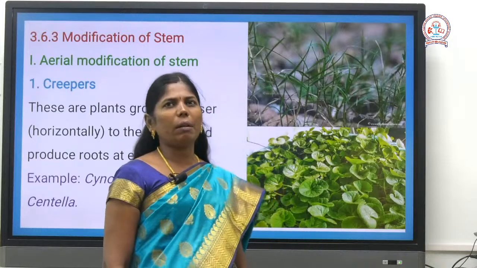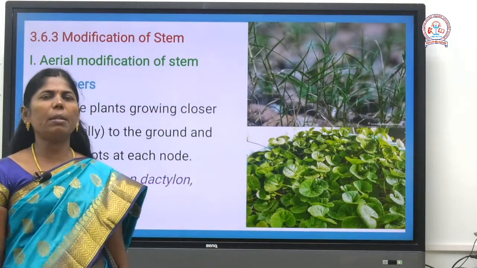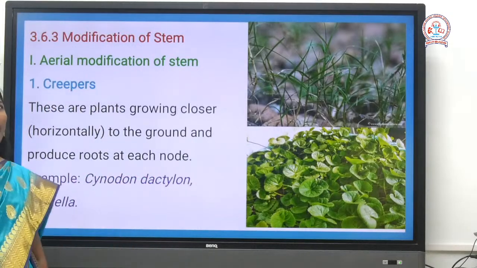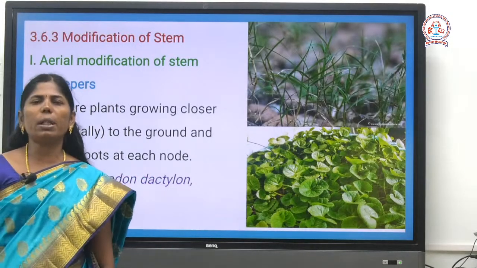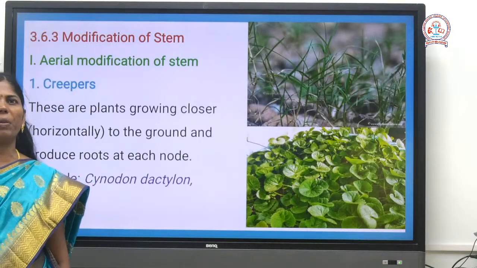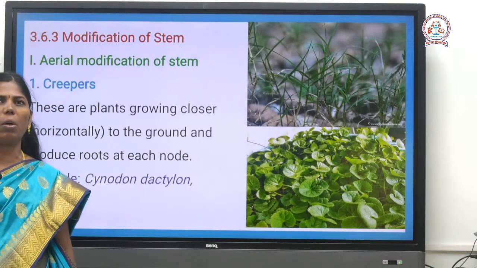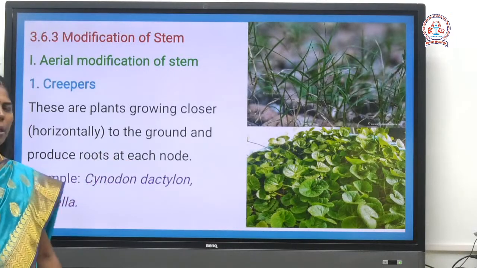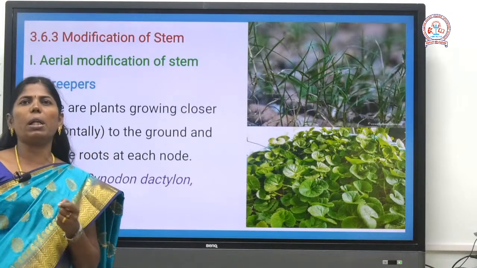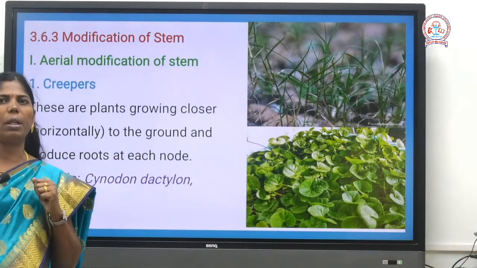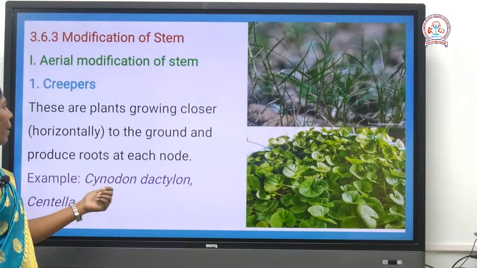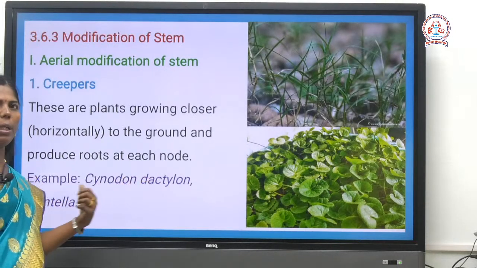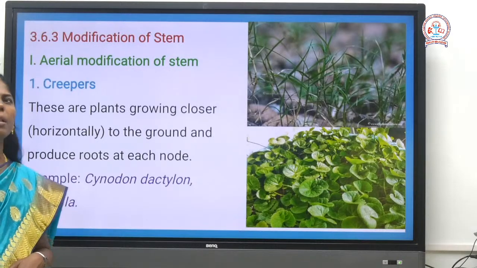The first one is the creepers. The creepers are very close to the ground. These are the plants growing closer, horizontally, to the ground, and they produce roots. At each node, the roots are produced. So from a node the root is produced. Okay? An example is Cynodon dactylon. Centella is an example. Cynodon dactylon and Centella are examples of creepers.